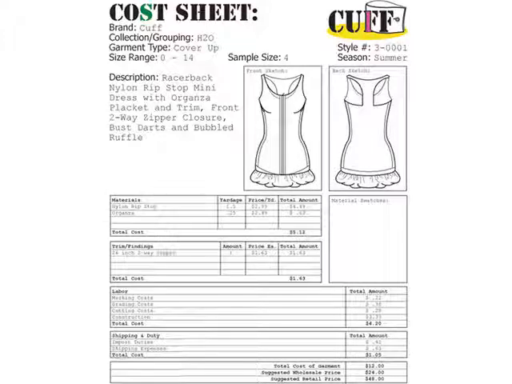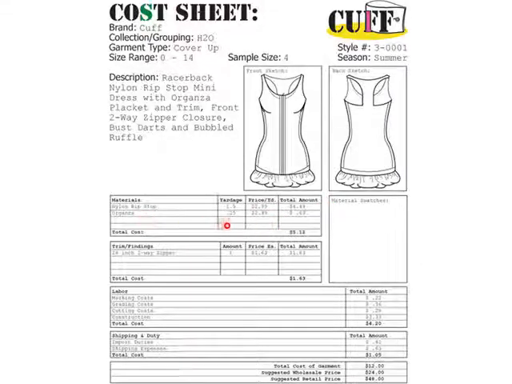And here's an example of a cost sheet for this racerback nylon ripstop mini dress with the organza placket and trim. And I know it's a little bit hard to see, but if you look down here, it says nylon ripstop. We need 1.5 yards. The price is $2.99 per yard, and total amount is $4.49.